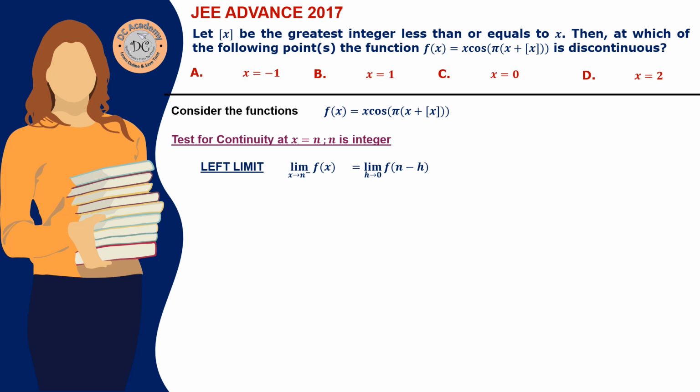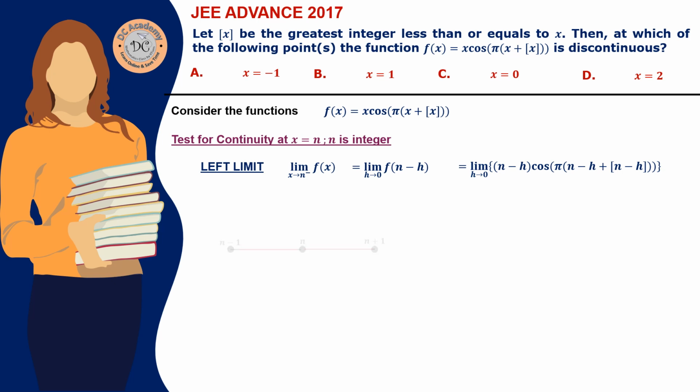To find that, wherever we see x in the given function f(x), we just replace it by n minus h. Now, we have to note one important thing: we need to find the greatest integer function of n minus h. That is the complication in this limit. So first we need to observe what the value of the greatest integer function of n minus h will be.